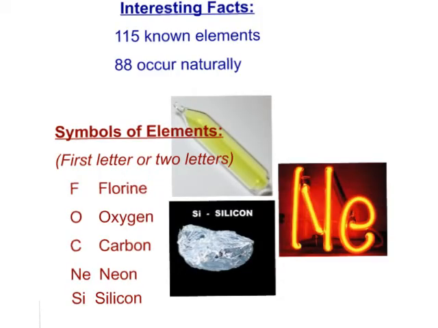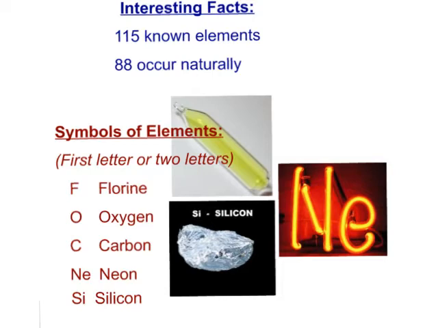Here are just a few interesting facts. There are 115 known elements. That is a number that changes because scientists continue to discover new elements and continue to be able to come up with new ones in the lab. 88 of those occur naturally. You might see a little variation on that number as well, but roughly 88 that we see in nature.